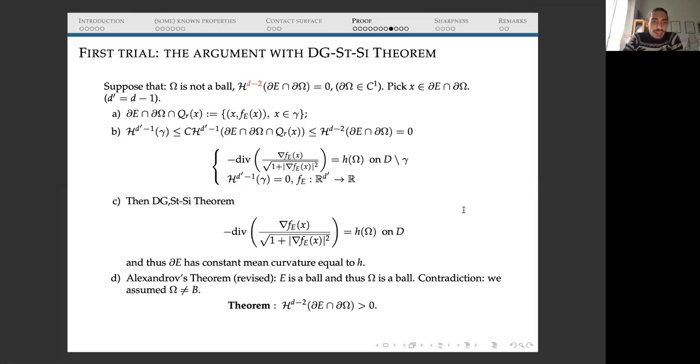To avoid the contradiction, basically, either omega was a ball from the very beginning, or this has to be false. So this has to be true. So either omega is a ball, or the contact surface has this size.